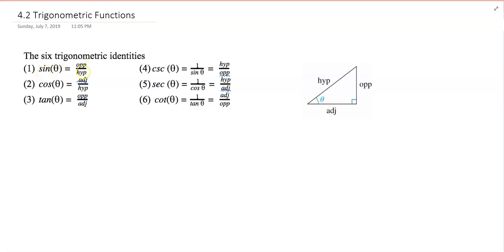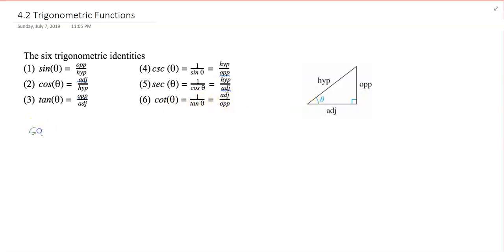sine of theta is opposite over hypotenuse, cosine theta is adjacent over hypotenuse, tangent of theta is opposite over adjacent, cosecant of theta, which is the reciprocal of sine, is hypotenuse over opposite, secant of theta is 1 over cosine, a reciprocal of cosine, which is hypotenuse over adjacent, and cotan of theta is 1 over tan theta, that's adjacent over the opposite side.